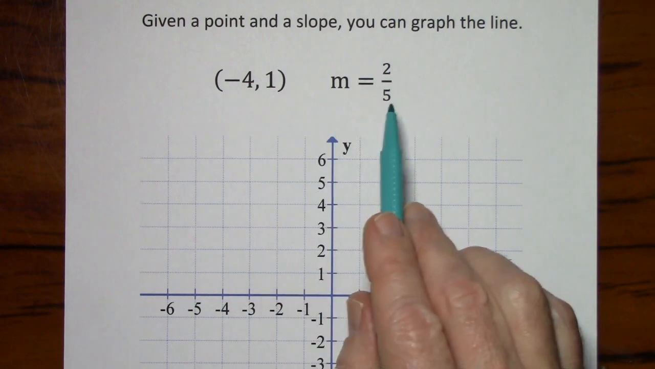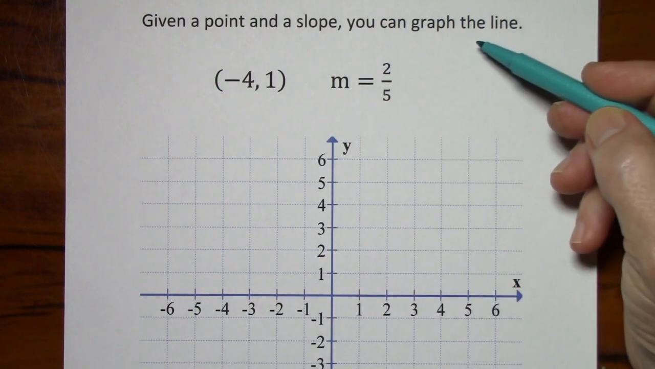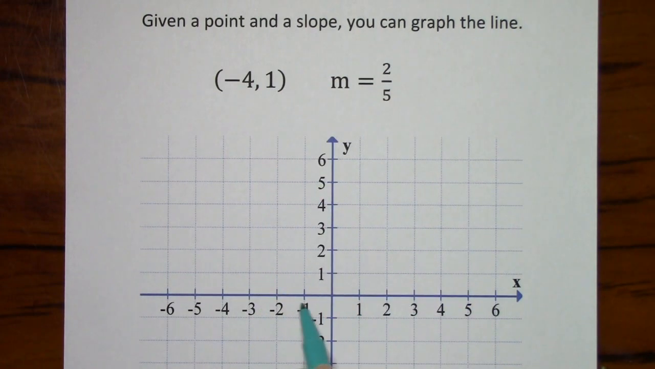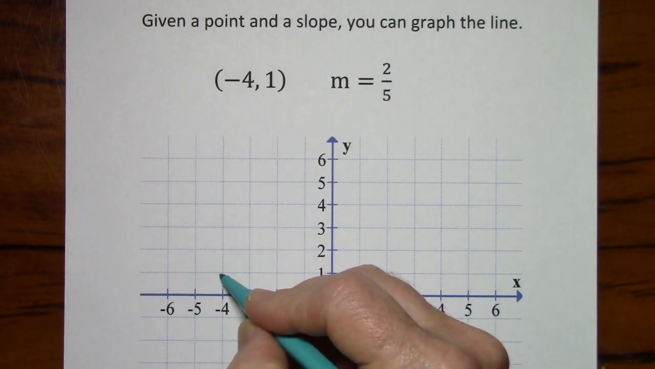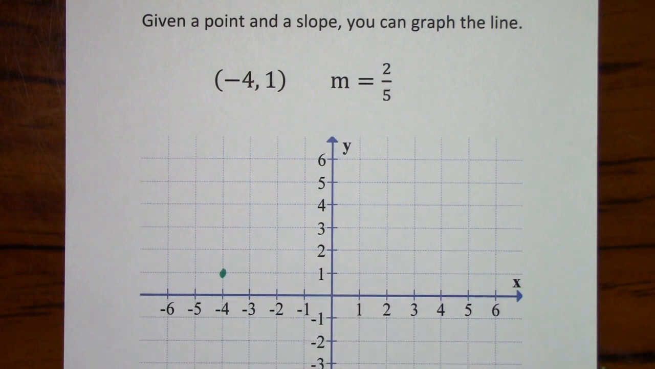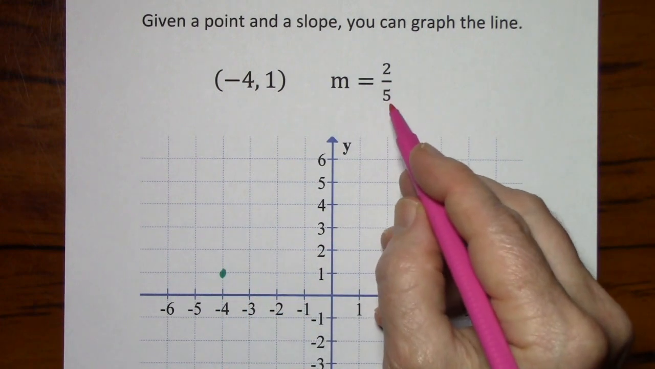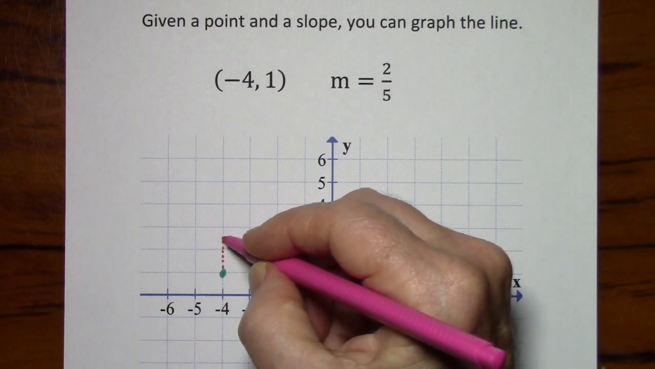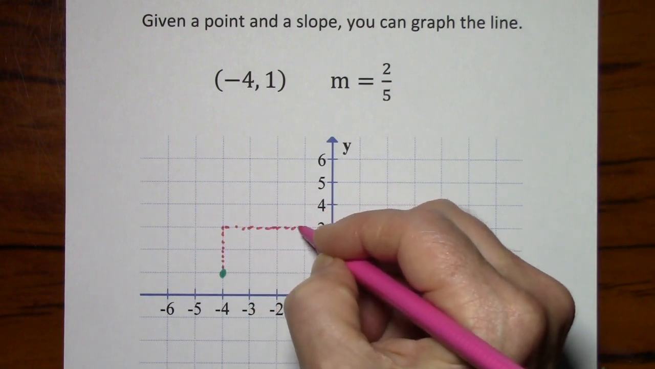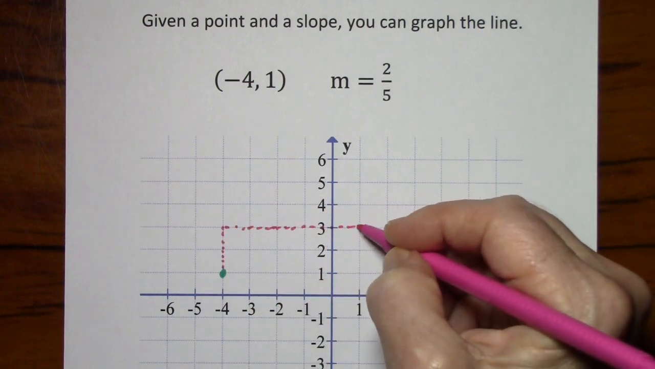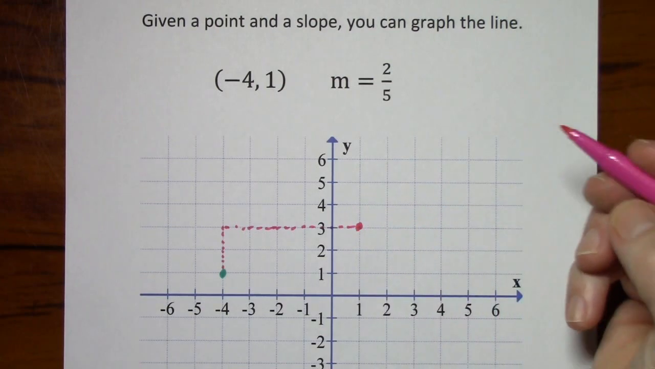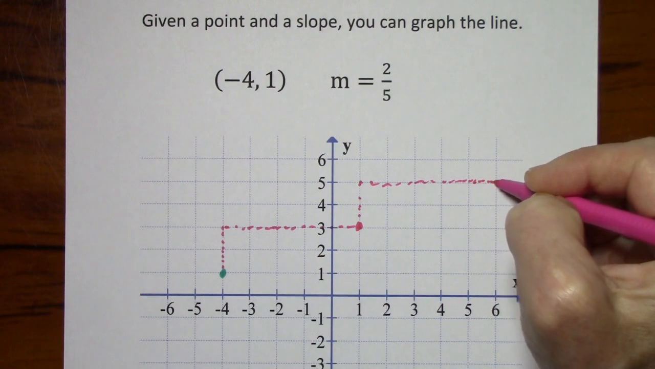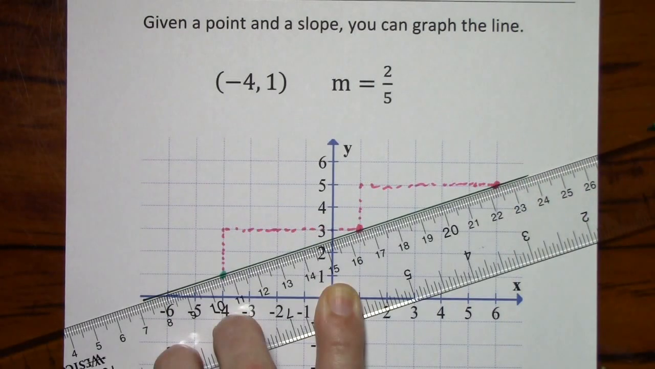Now if you're given a point and a slope, you can graph the line. First graph the point, negative 4, 1. And knowing that the slope is 2/5, you go up 2 and over 5. You put your dot. You can repeat this. Up 2, over 5.